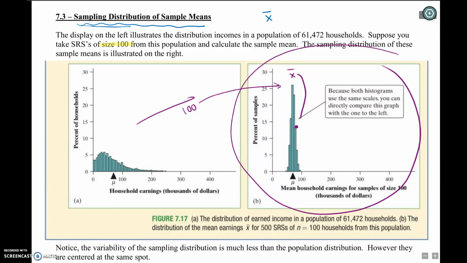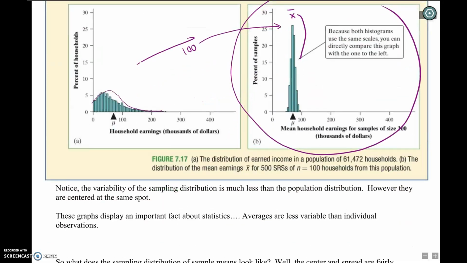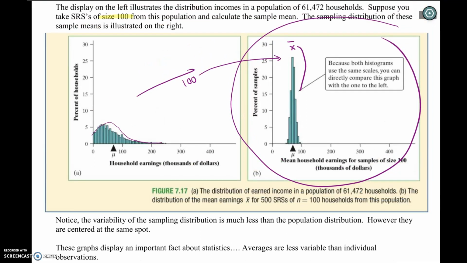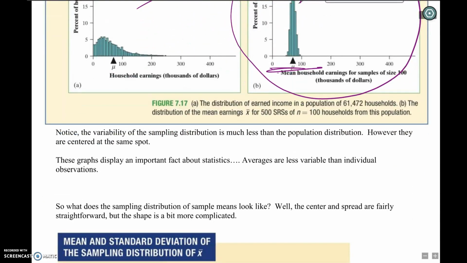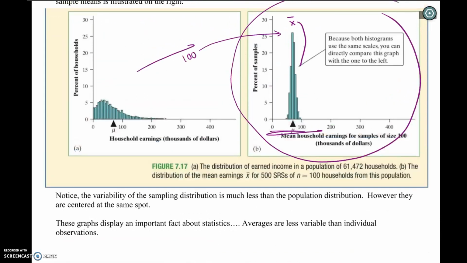As you can see, this has quite a bit of variability, and it looks like it's skewed to the right. This has much less variability, and it doesn't really look to me like it's skewed at all. Notice, the variability of the sampling distribution is much less than the population distribution. However, they're centered at the same spot.